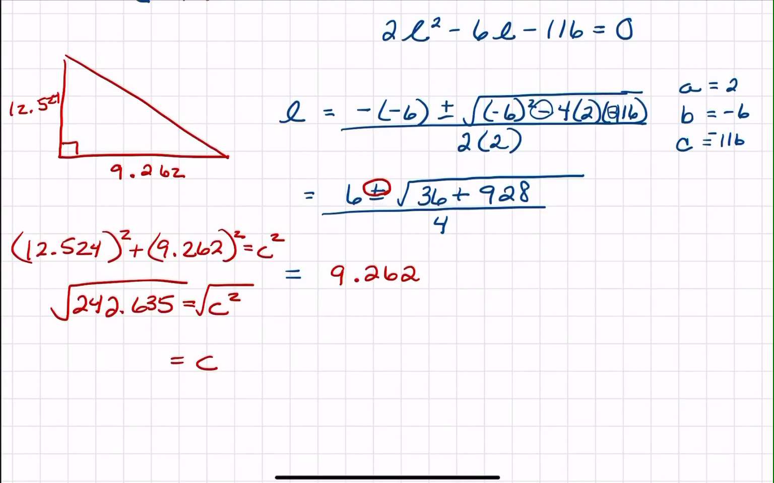And again, I just want the positive answer because I'm talking about the length of a side. And that's going to give me 15.58 when I round that to the nearest. I think it says round on the question. It says round to 2 decimal places. So that will be the length of the diagonal.